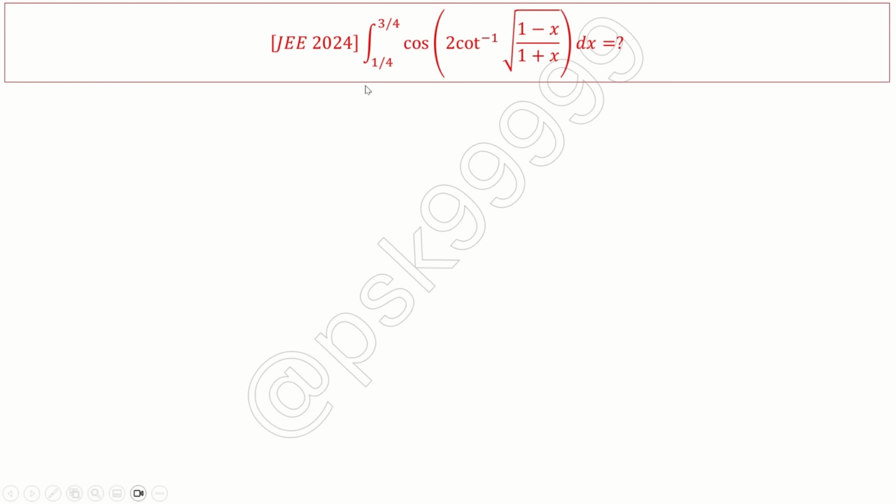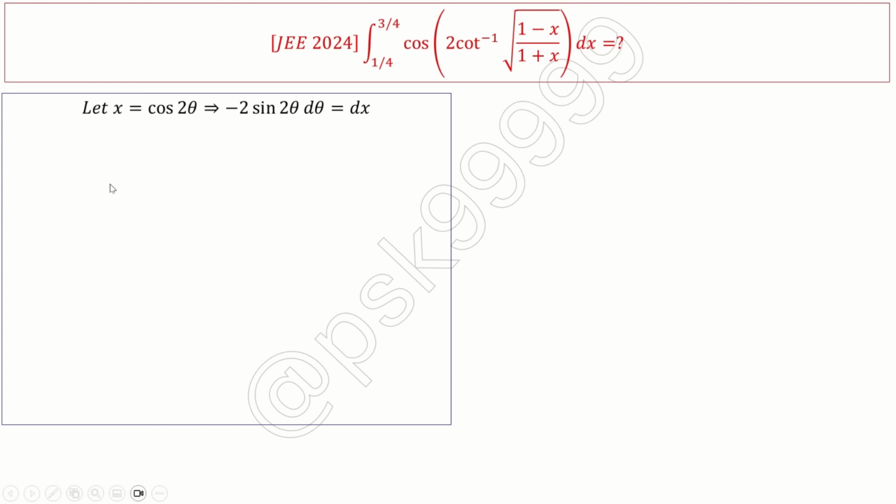Integration from 1 by 4 to 3 by 4 of cos of 2 cot inverse of square root of (1 minus x) by (1 plus x) dx, how much is it? Whenever you see this expression, we should get cot of something. How can I get cot of something here?